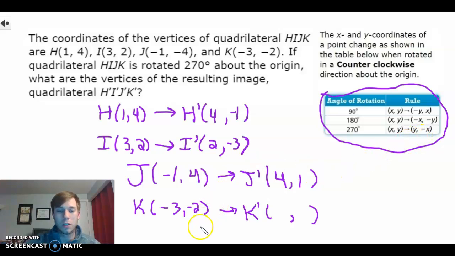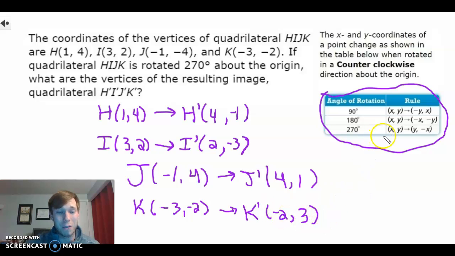Now let's look at the last one. We have (-3, -2) for K. For K prime, we're going to use the y for our x-coordinate, so we put -2 as our x-coordinate. Then our y-coordinate is the opposite of x. The opposite of x, we have -3, and the opposite of -3 is 3. So K prime is (-2, 3).